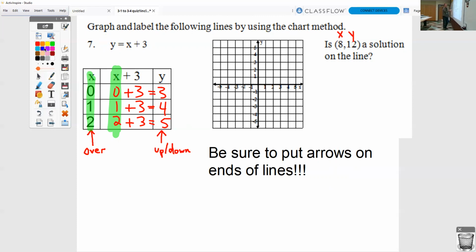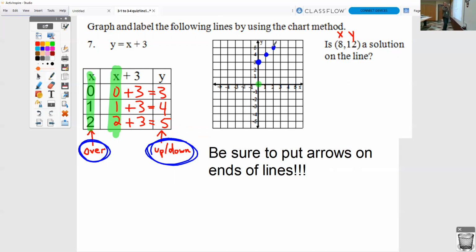When you go to graph it, very important that you remember your x value is how many we go over. Your y value is how many we go up or down. When we go to graph points, we always start from right here at 0, 0, right in the middle. So our first point is 0, 3, starting in the middle, over 0, up to 3. Our second point is 1, 4, starting in the middle, over to 1, up to 4. 2, 5, starting in the middle, over to 2, up to 5.